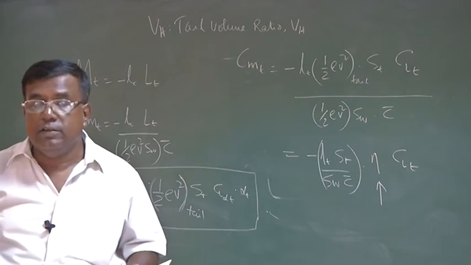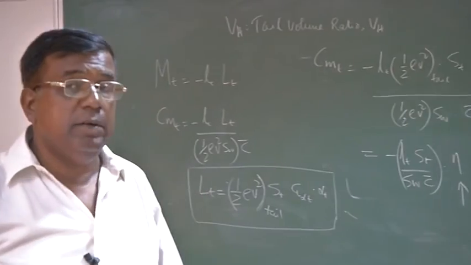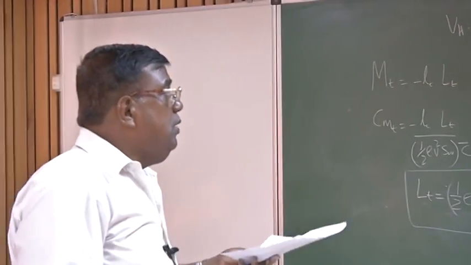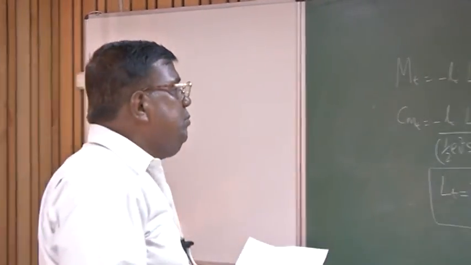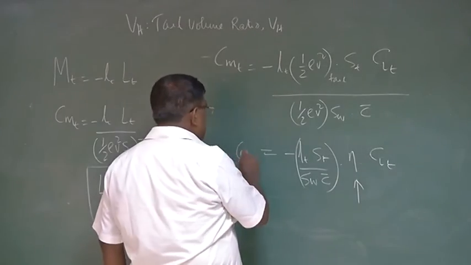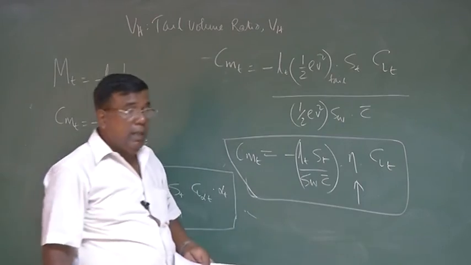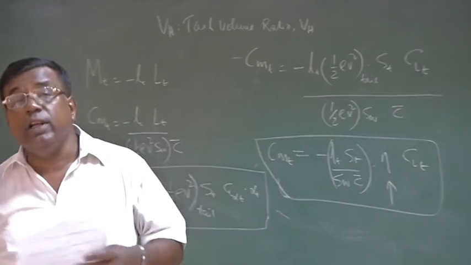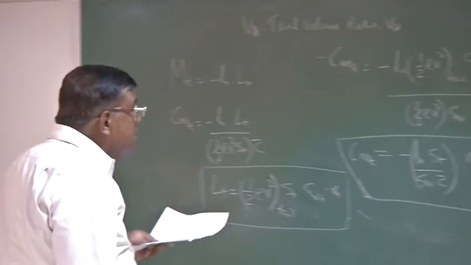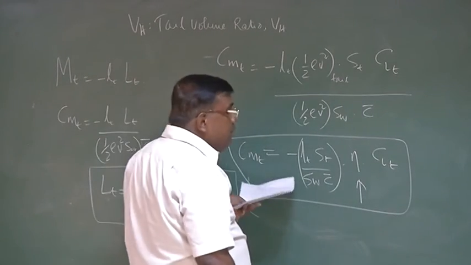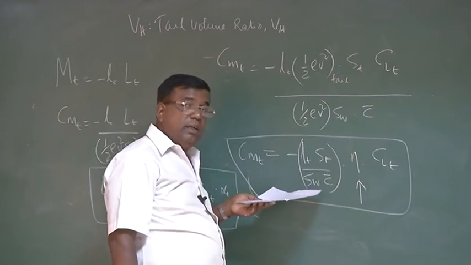Suppose the engine exhaust is falling on the horizontal tail surface. Then the dynamic pressure ratio eta may become more than 1, but typically the value is around 1. And this is CM tail. The sign is negative for a positive CL tail, that is, positive alpha. CM is negative, so it's a restoring tendency. And this is what the tail is supposed to do. It is contributing to our static stability.